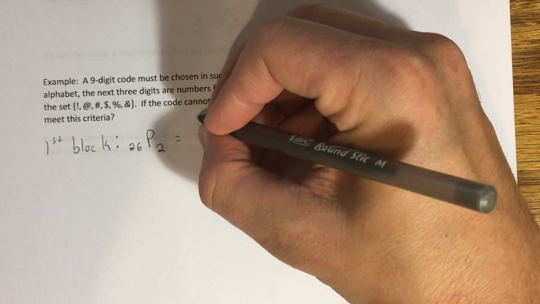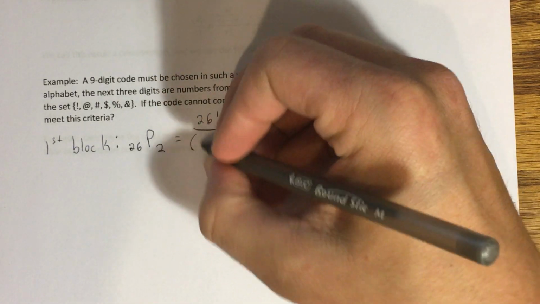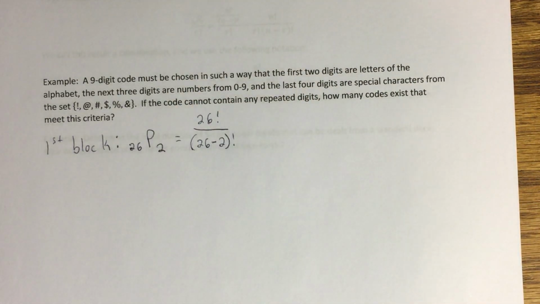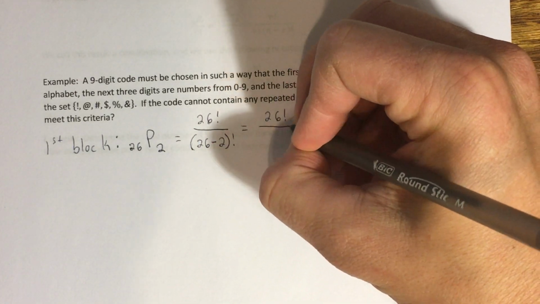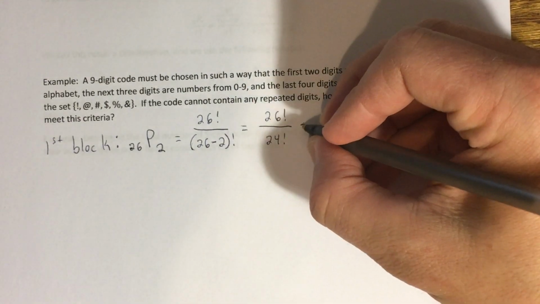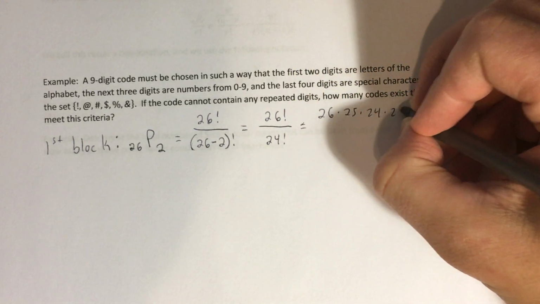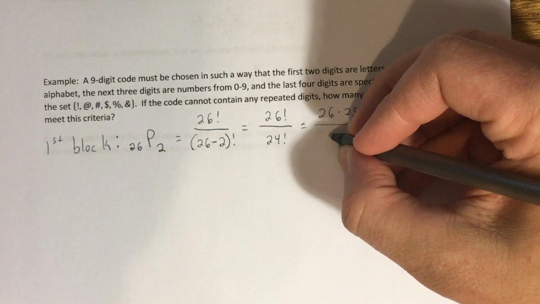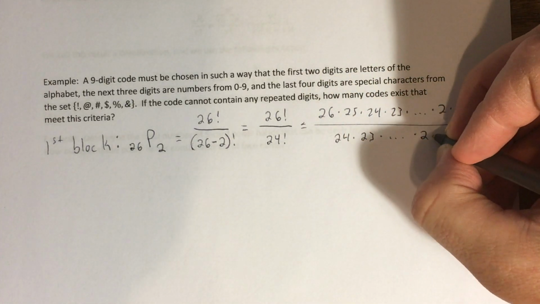How do we evaluate this? This is equal to 26 factorial over 26 minus 2 factorial. Okay? This is equal to 26 factorial over 24 factorial. I did the subtraction first. Now remember what a factorial is. 26 times 25 times 24 times 23 times ... This eventually comes down to this. 24 factorial is equal to 24 times 23 times ... Eventually gets down to 2 times 1.